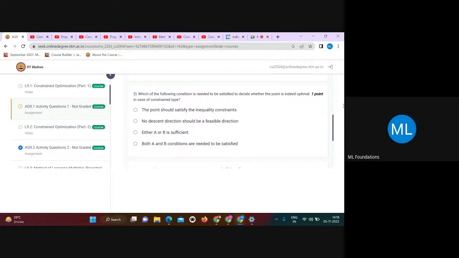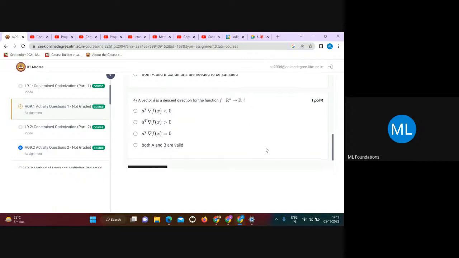Both A and B conditions are needed to be satisfied. So the vector d is a descent direction of the function if the dot product is less than 0.